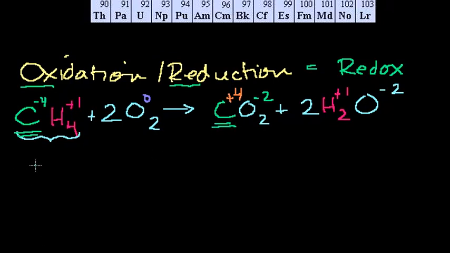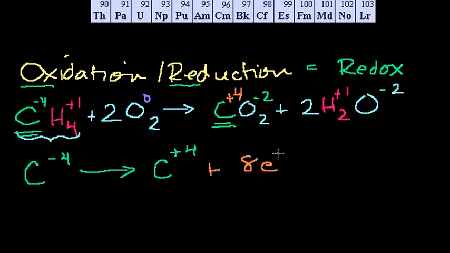So let me just draw what's happening to the carbon. Carbon goes from -4, which means it's hogging 4 electrons, to a situation where it's having 4 electrons being hogged from it. It's kind of giving away 4 electrons. So someplace in this process, this guy must have given away 8 electrons. This is a difference of 8 electrons. So plus 8 electrons.